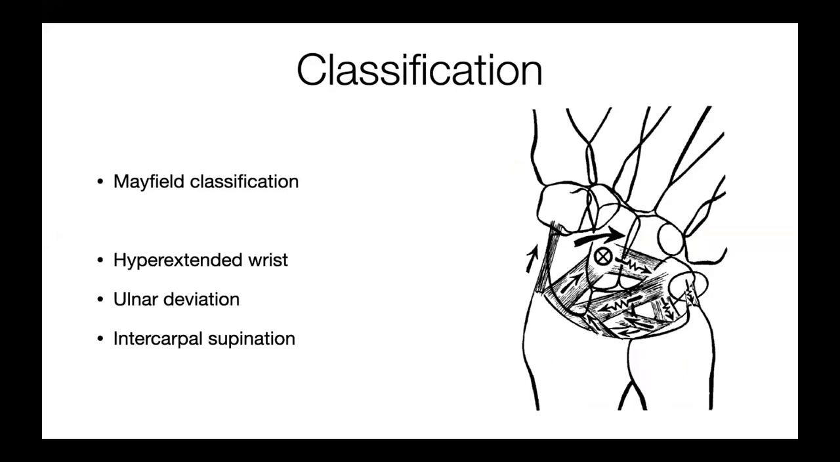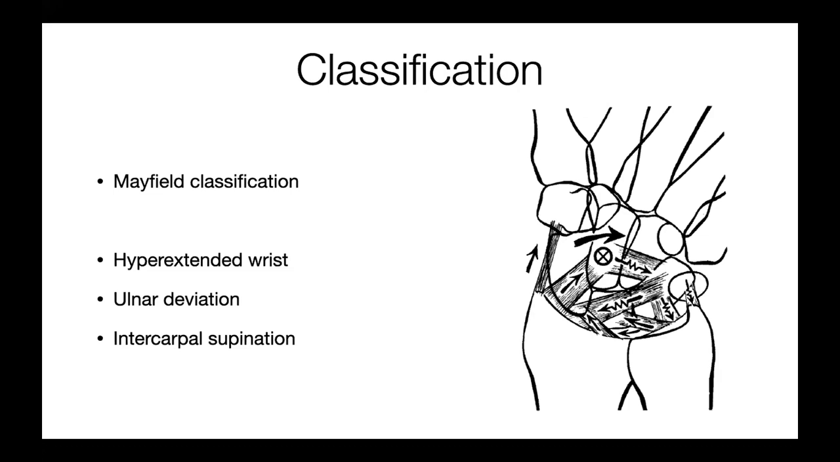When you fall onto a hyperextended wrist, the first movement that the wrist goes through is ulnar deviation. And this diagram is taken from his paper. And you can see the center of rotation of this ulnar deviation occurs around the cross in the center of the capitate. The jagged lines are tissues that are not under tension, and the straight and broken lines are those that are under tension.